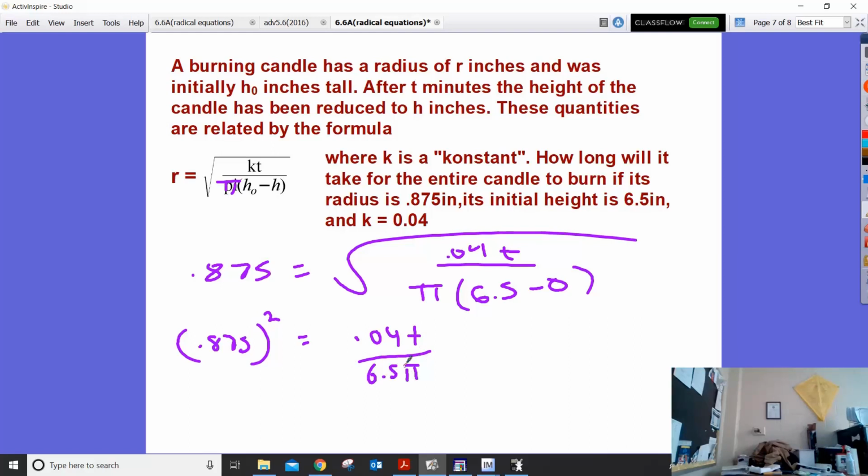I'm going to use the calculator all the way down. 6.5 pi. How do you counteract the division by 6.5 pi? Multiply. So multiply the left and right by 6.5 pi. That would be equal to 0.04 t. What's the opposite of multiplication? Division. Divide both sides by 0.04.